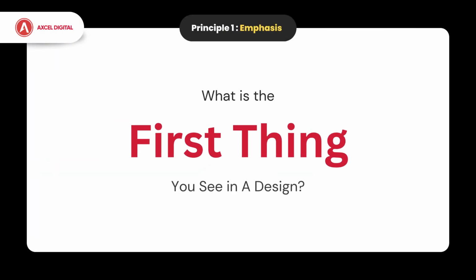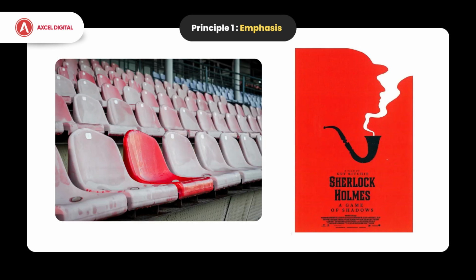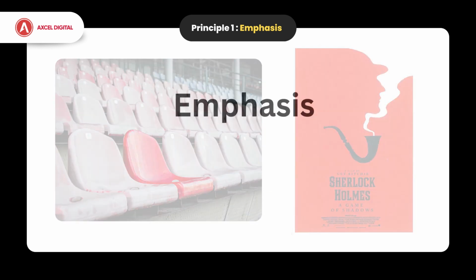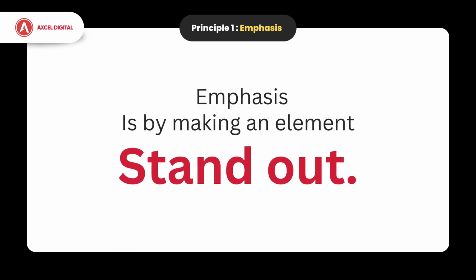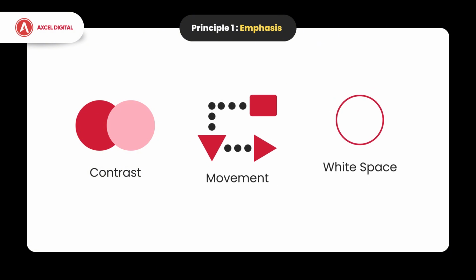What is the first thing that you see in a design? It's the element that is emphasized. Emphasis is by making an element stand out. It can be bigger, bolder, or brighter than its surrounding elements. Contrast, movement, and white space are some techniques that create emphasis.